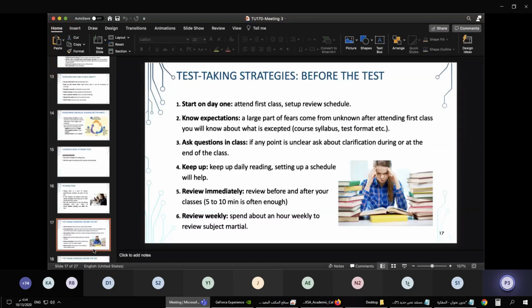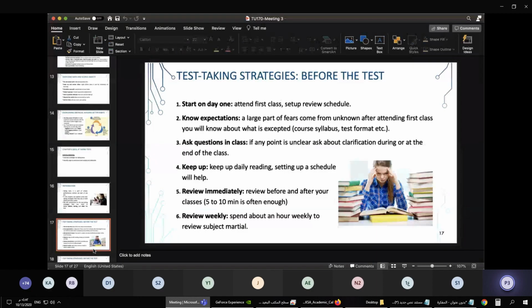A large part of fear comes from the unknown. After attending the first class, you will know what is expected: the course syllabus, test format, etc. For example, you can just go straight ahead in our course to the course calendar. You can know the expectations through the course calendar.